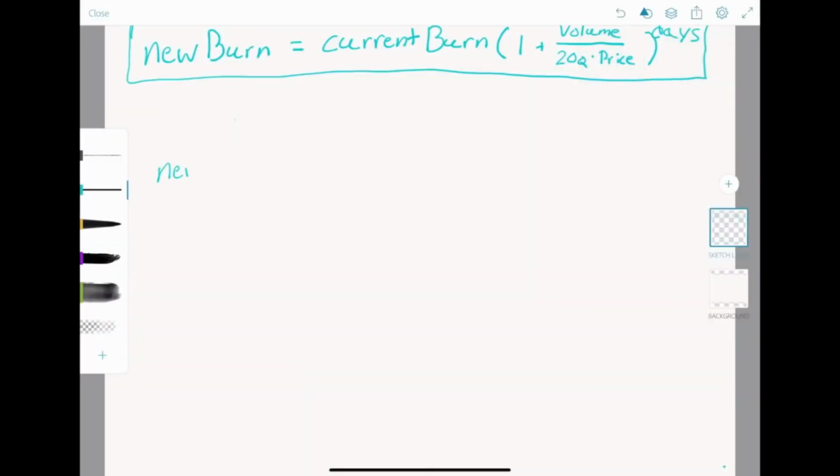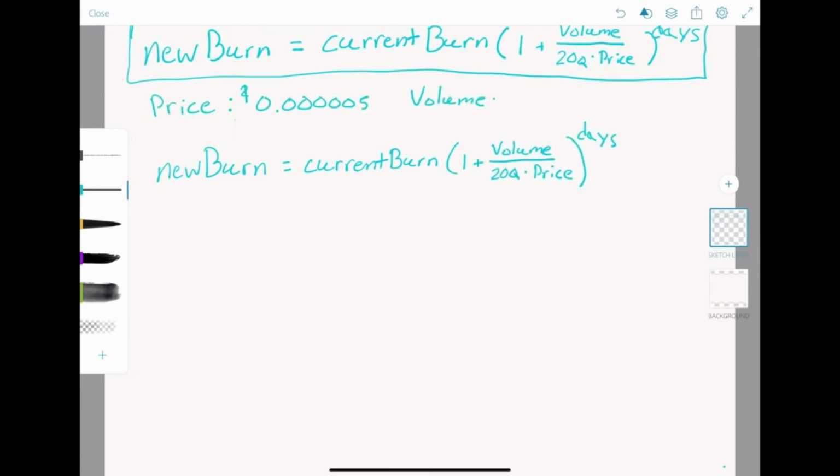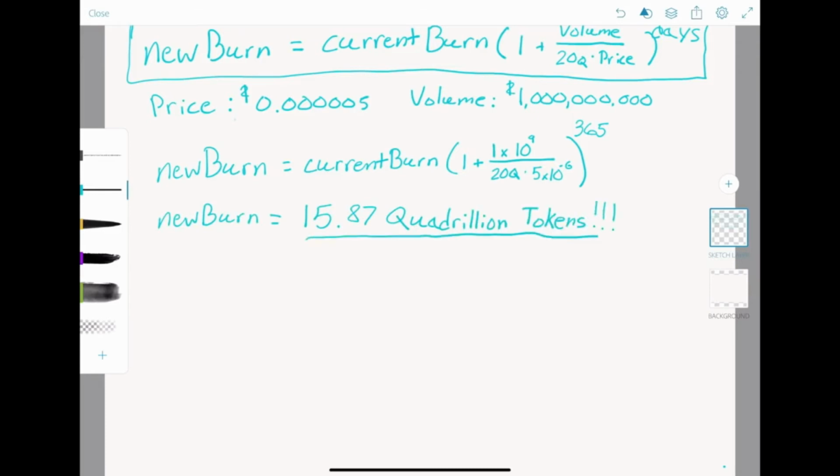Okay, now this is important. Let's say the price stays where it is now, around 0.00005. And we see volumes close to $1 billion per day once all the catalysts come to pass. Our compounding interest equation tells us the burn wallet will have burnt 15.87 quadrillion tokens. Now, before you close the video and say, this guy doesn't know what the hell he's talking about, there's only 580 trillion tokens left, just step back and think about this with me.